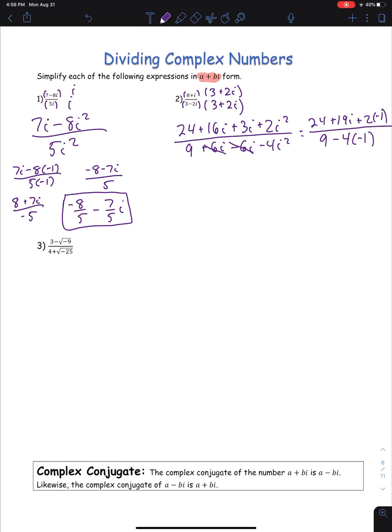Continue to simplify that. Add like terms in the numerator. Well, that would be 24 plus 2 times negative 1. 2 times negative 1 is negative 2. So 24 minus 2 would be 22 plus 19i all over 9 minus 4. This would be plus 4. Negative 4 times negative 1. So that would be over 13. And just write that in a plus bi form. So we're going to separate the real part. 22 divided by 13 plus 19 divided by 13 i.